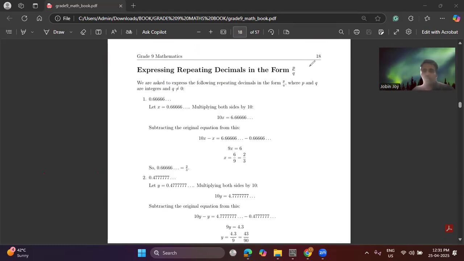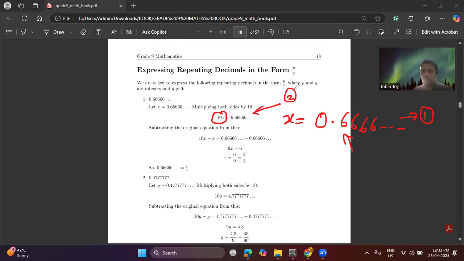So this one I already explained. The given number is 0.6666, etc. Here 6 is repeating, so you have to multiply with 10 because one number is repeating. Put the given number as x, equation number 1. Then multiply with 10, this is equation number 2. Then find 2 minus 1, and you will get the solution. Here the solution is 2 by 3. It's very simple, direct. Check the previous problem and apply the same principle here. You will get the answer.